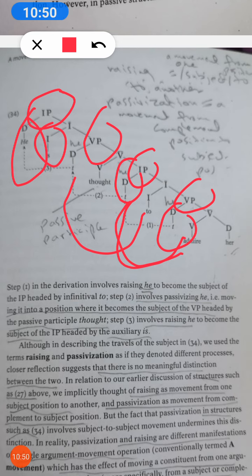But in subject raising, as we have seen in example number 34, here we have subject raising as a form of passivization, where the subject originates first within an internal verb phrase, and then it is moved to function as the subject of the infinitive phrase. Once again, it is moved to function as the subject of the verb phrase, and finally, the final movement, it is moved to function as the subject of the auxiliary.